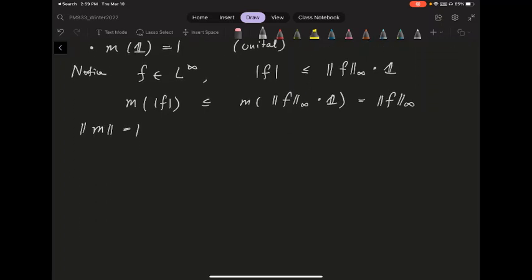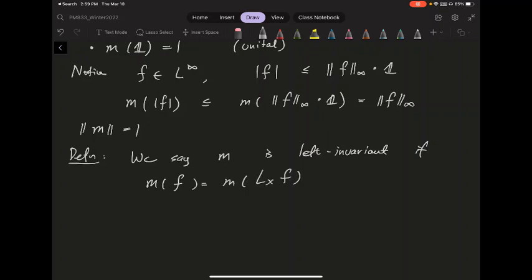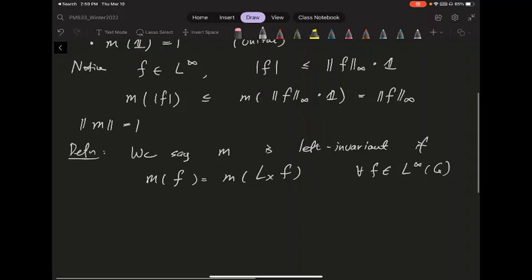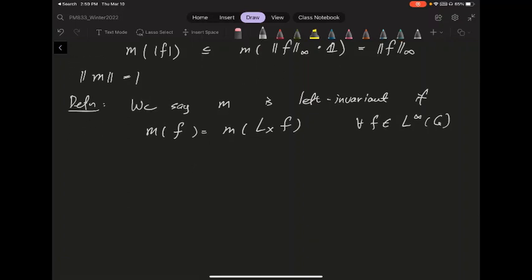And so we say a mean is left invariant. So let's say, definition: we say a mean m is left invariant if it's invariant under left translation. So if I have m of any function in L infinity, that's equal to m of its left translation. Okay, so L_x of f is just f evaluated at x inverse y. This is for all f inside the L infinity of G. While it's not obvious, there exists a left invariant mean, and in fact, in many cases there may not be one.